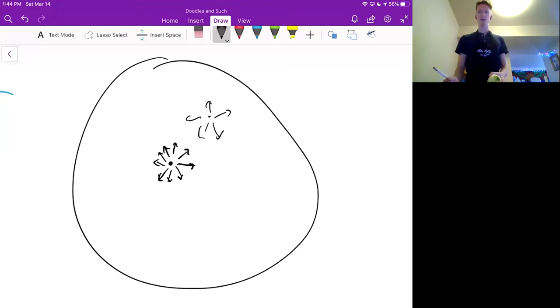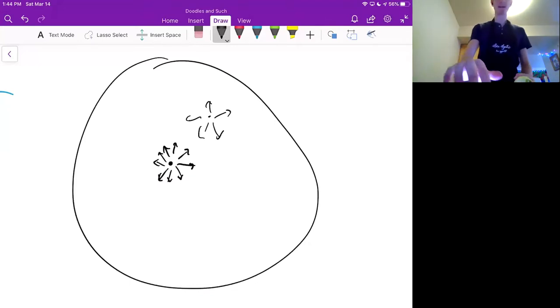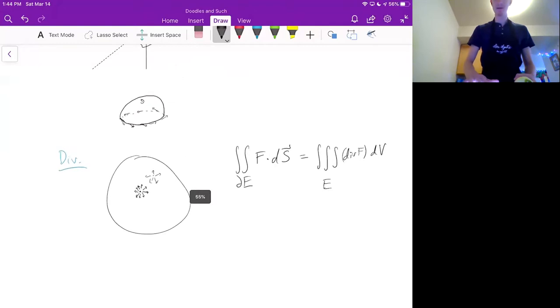And so that's what the flux is measuring. The flux measures how much water is passing through the boundary, and that has to be the total amount of water that's being added to the pool. So that's the concept of the divergence theorem right there.